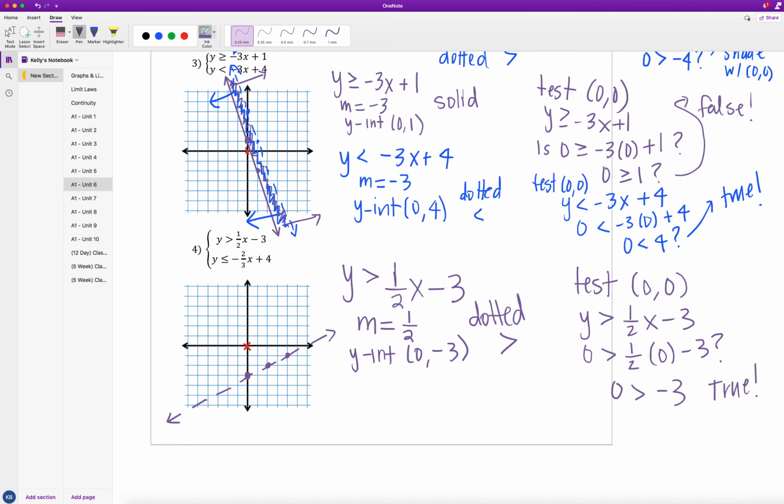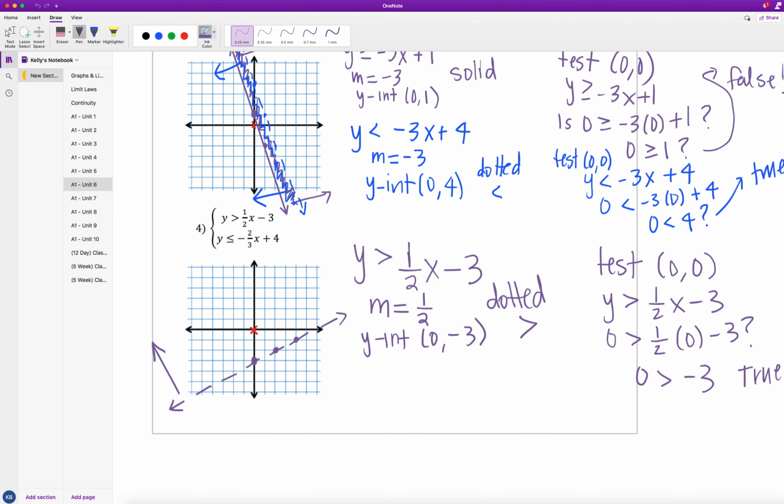So if I have a true statement, does that mean that I shade where the test point is, or do I shade opposite where the test point is? This means I'm going to shade where the test point is. So because (0, 0) is above the line, since our test point was true, it means that we are going to end up shading above this line. So I want to shade where the test point is.